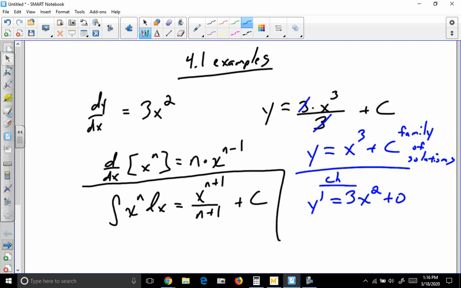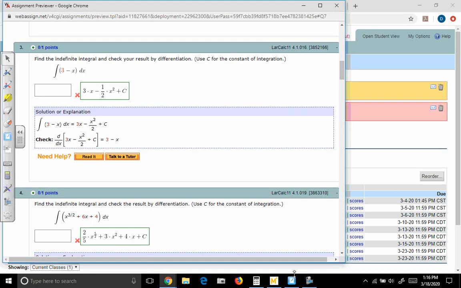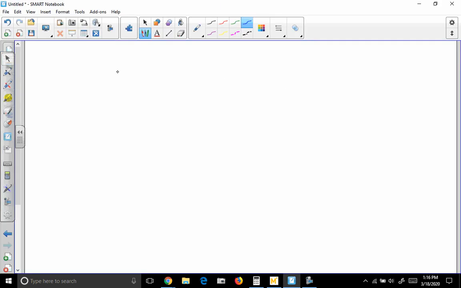So let's look at another example. I can go to the next page. Let's do this one. Let's find the antiderivative of 3 minus x. The dx on the end, it just lets us know what our variable is for our function.